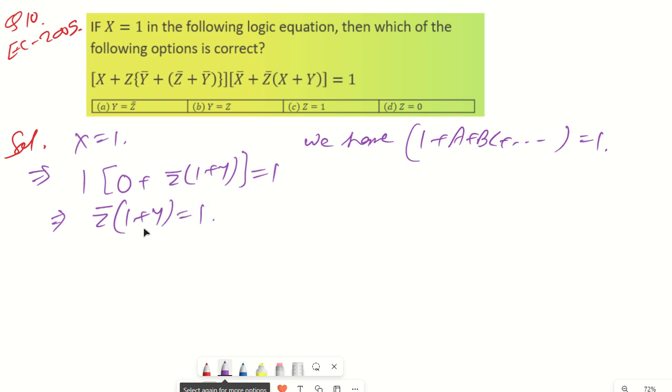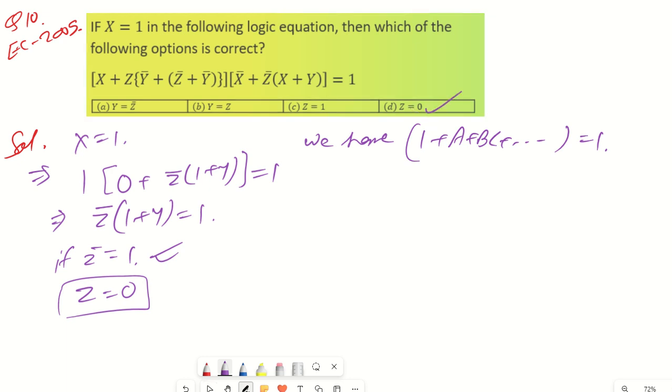So in what case my this expression will be valid? So whether y is 0 or 1, that doesn't matter at all. So only the value is z bar. So if z bar is 1, then only the expression will be 1, right? So if z bar is 1, then only it is correct. In that case, what will be the value of z? That will be 0. So the logic of z will be 0. So option D is correct.